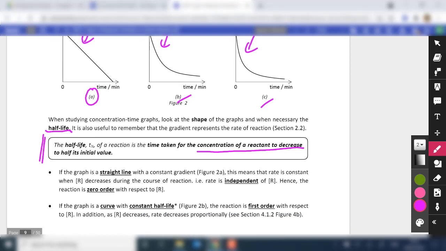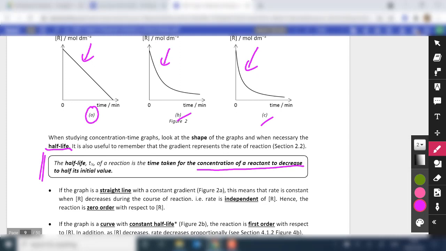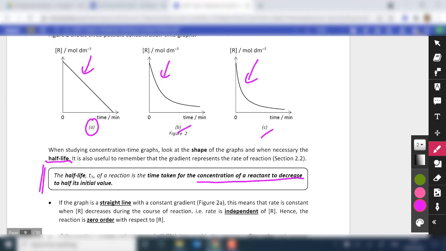So a curve here, it's a bit complicated, but that's the usual favorite testing point as well, because there are more things to do. So normally for assessment, teachers tend to like to test the students on first order. Why? Because there are more things to do. If it's zero order, it's quite boring, because it's just a straight line, and you know that it's independent of the changing concentration of R. But if it's a curve, a curve simply means not zero. It can be anything, like second order or first order.